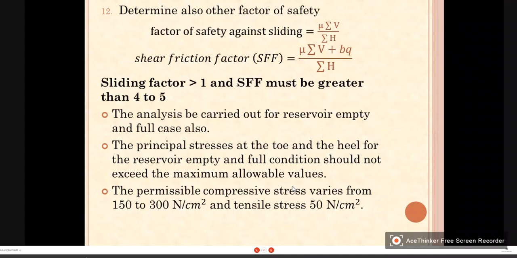The principal stresses at the toe and the heel for the reservoir empty and full conditions should not exceed the maximum allowable values. The permissible compressive stresses vary from 150 to 300 Newton per centimeter square, and the tensile stress will be 50 Newton per centimeter square.